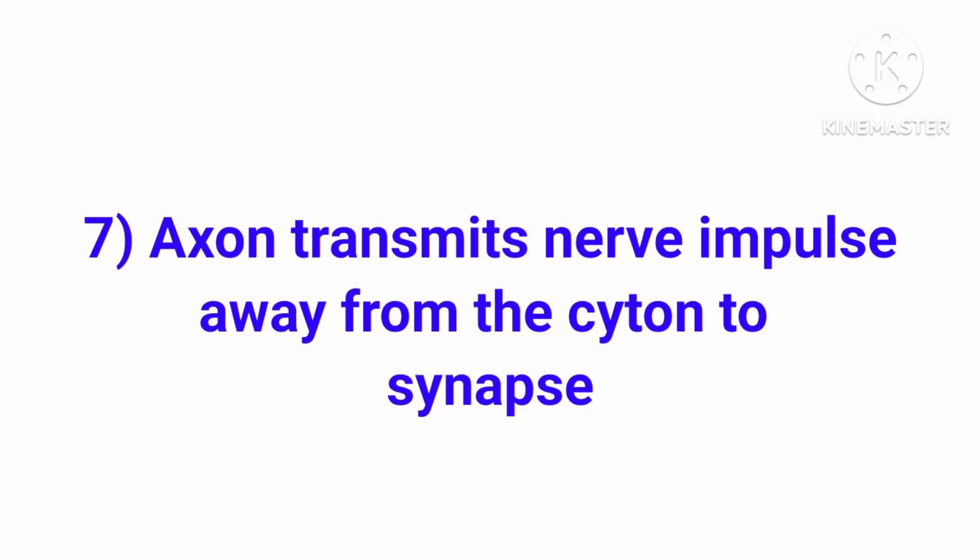Axon transmits. Transmits means pass nerve impulse away. Away means from here, from the cyton to synapse.